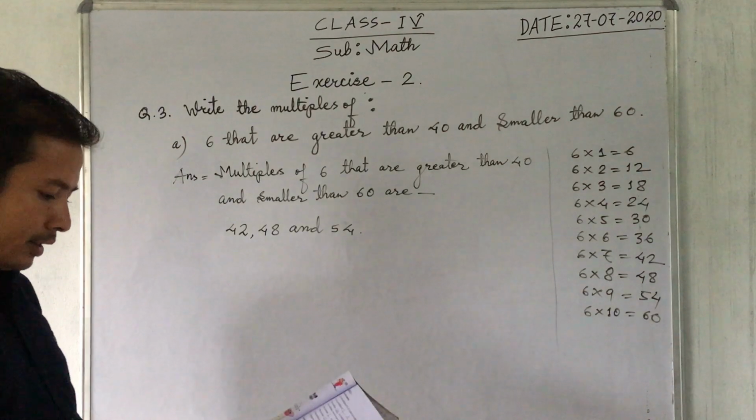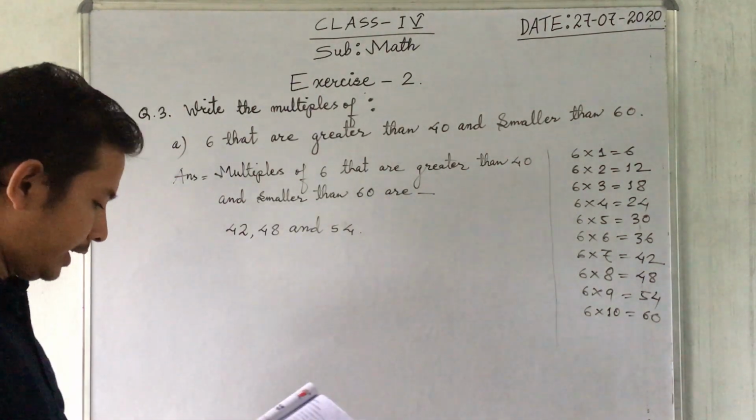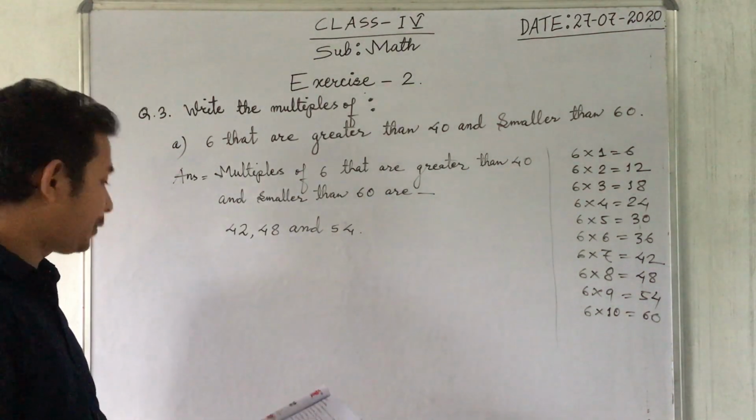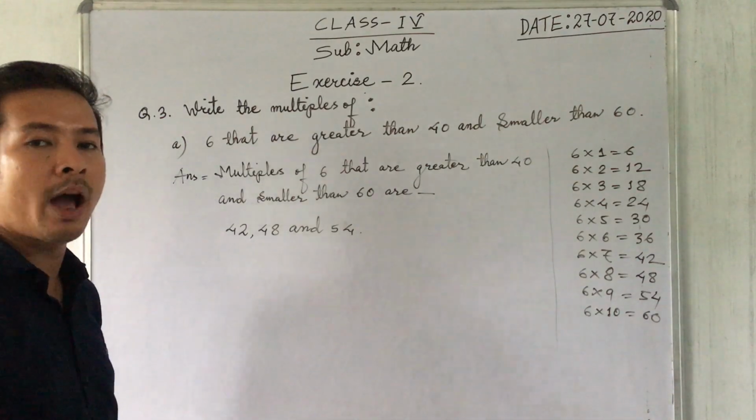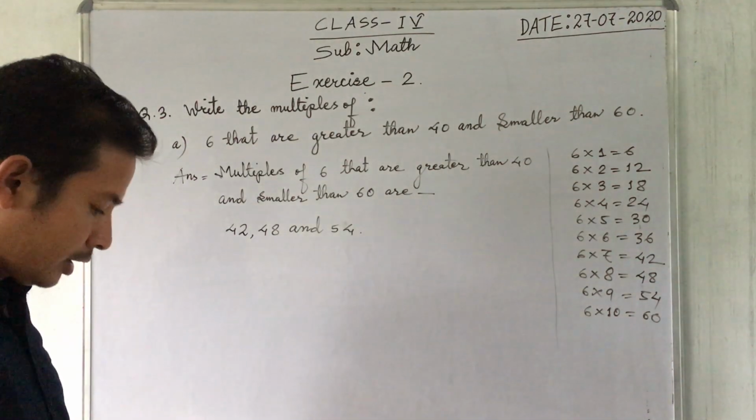Okay, this way there are 4 questions in question number 3, A, B, C, D. Number A I have done here; B, C and D you have to do yourself. Okay, class 4.